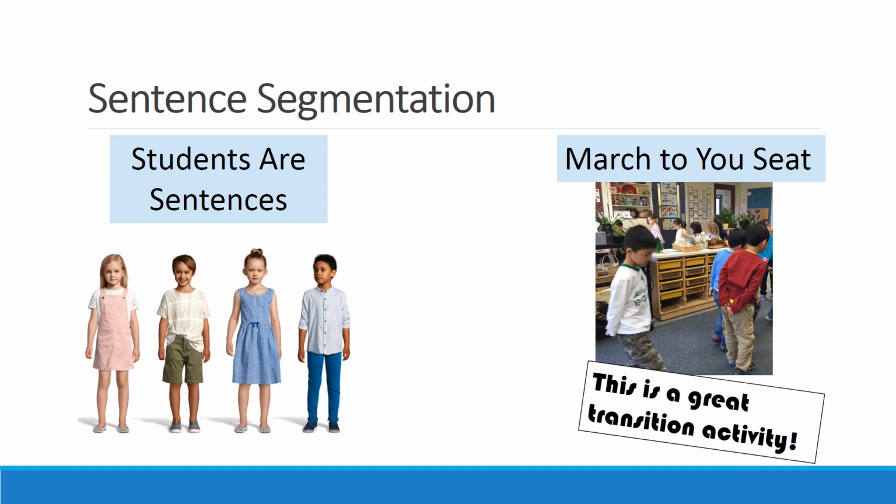Another fun way to have lots of students participate, and it's a great transition activity, is to have everyone march the sentence. As students are moving from one area of the room, say from the carpet to their desks, students can say each word in a sentence as they take a step towards where they are moving.